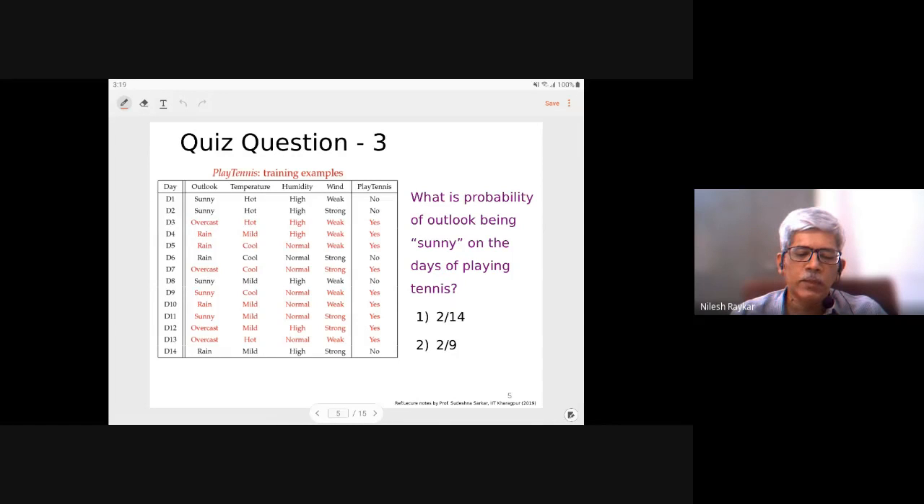In this case, the question is again related to probability. So here we are asking, what is the probability of outlook, which is the first column, being sunny on the days of playing tennis? This is another calculation that we would be using in the Bayes classifier that we're going to discuss next. Here you may need to think a little more, not much.